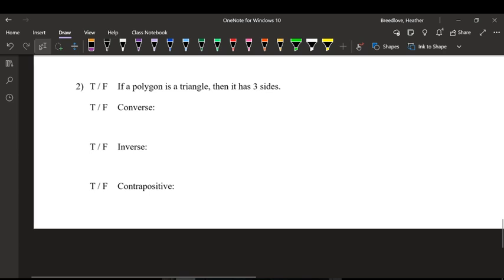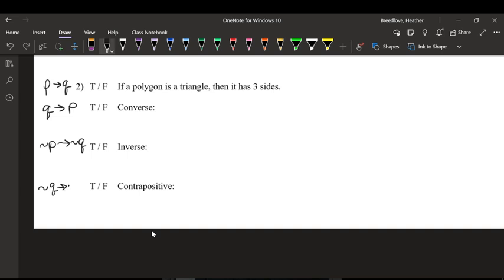All right, so if a polygon is a triangle, then it has three sides. That's the conditional. That's the P, then Q, the conditional. We know converse is when we change the order. Inverse is the original order, but negated: not P, then not Q. Contrapositive is switch the order and negate: not Q, not P.